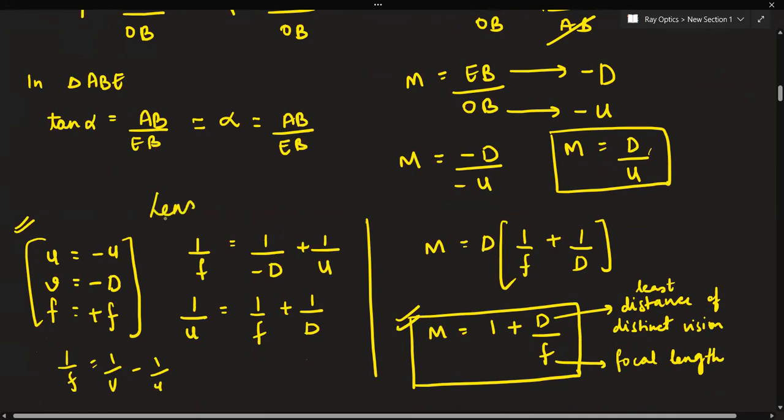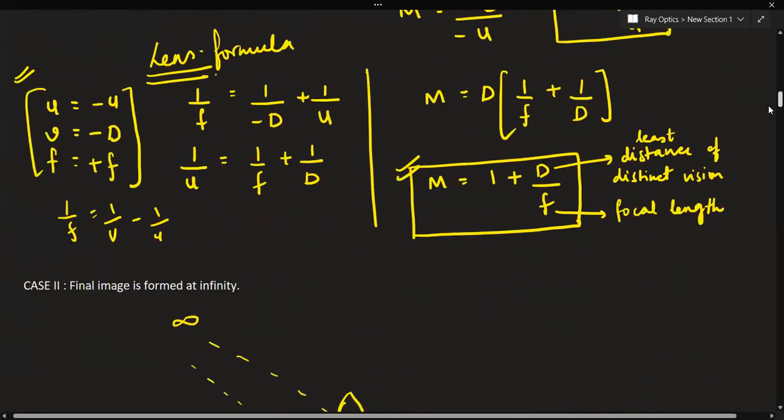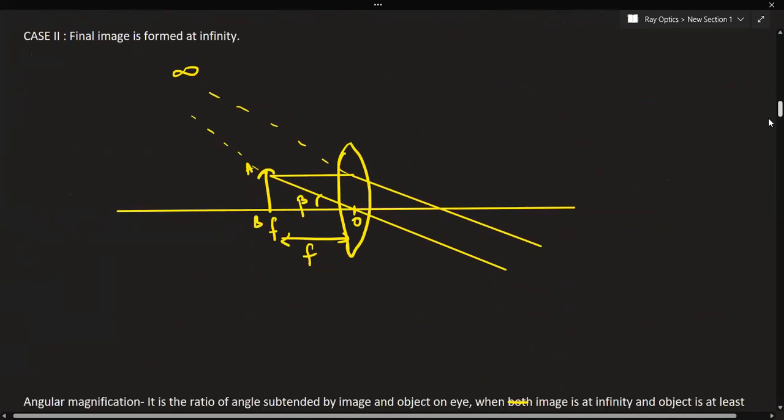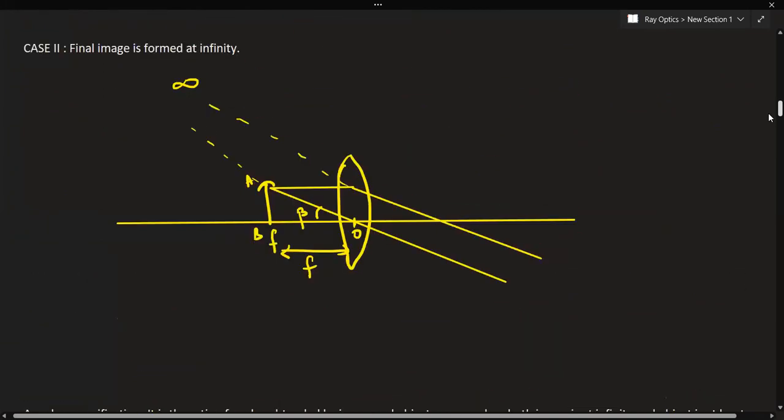So using the lens formula, if you keep all the values and find the value of 1 by U, you finally get the answer as 1 plus D by F. So this is the case for least distance of distinct vision. If the final image is formed at infinity, now see what the difference will come. Instead of forming the image at least distance of distinct vision, we have the image formed at infinity. Object distance will remain same, alpha will remain same over here.